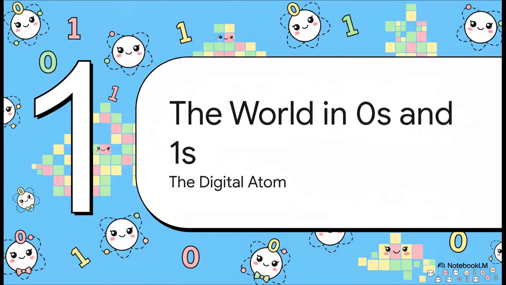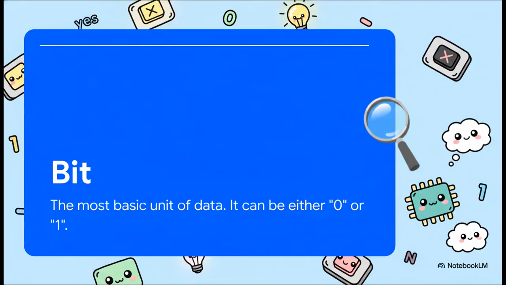All right, let's start at the absolute beginning. We're talking about the smallest possible piece of this whole puzzle, the digital atom, if you will. And that digital atom, it's called a bit. A bit is the simplest thing you can possibly imagine. It can only be one of two things. It's either on or it's off. It's a yes or a no. It's a 1 or a 0.